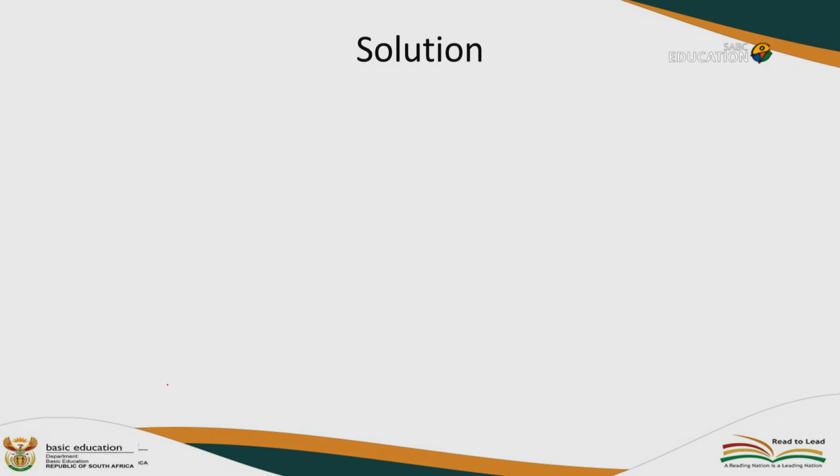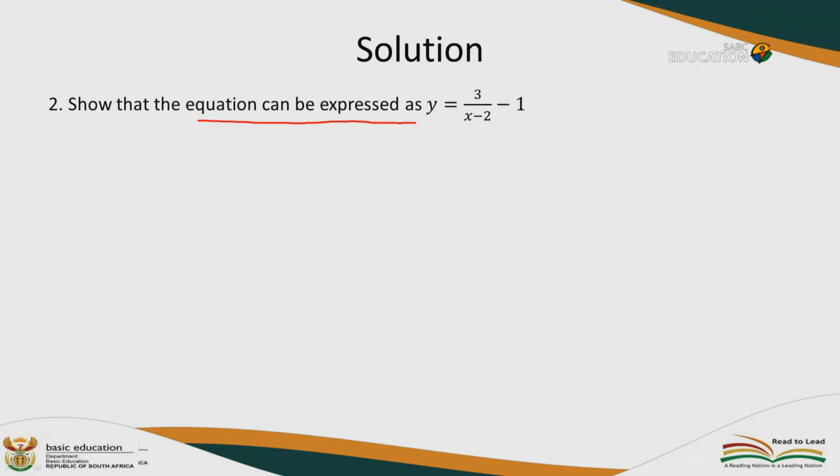So what does that then mean? Because now we know the values of d and p, we have our equation. But our equation is not in terms of the general form that we know of the hyperbola. Hence, the next question says that we need to show that the equation we've just determined can be expressed as y equal to 3 over x minus 2 minus 1. This is the equation that we determined. We got the value of d, we got the value of p. So that is the equation of our hyperbola as it stands.